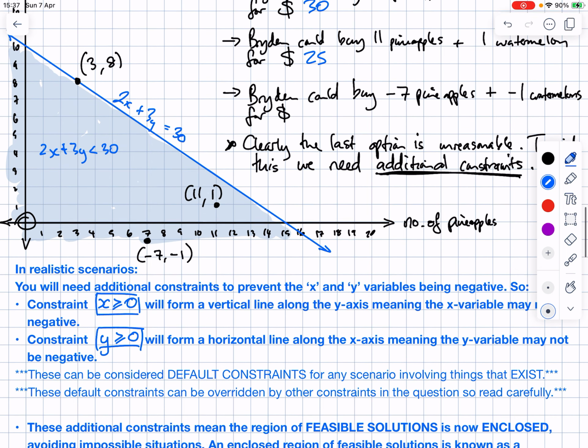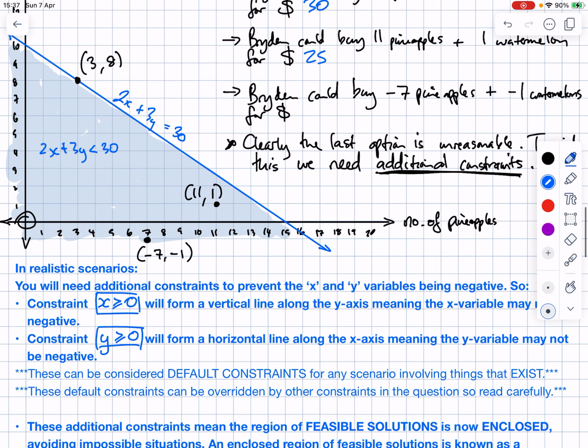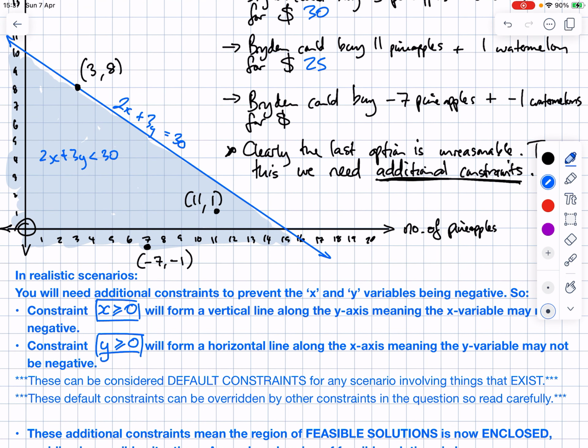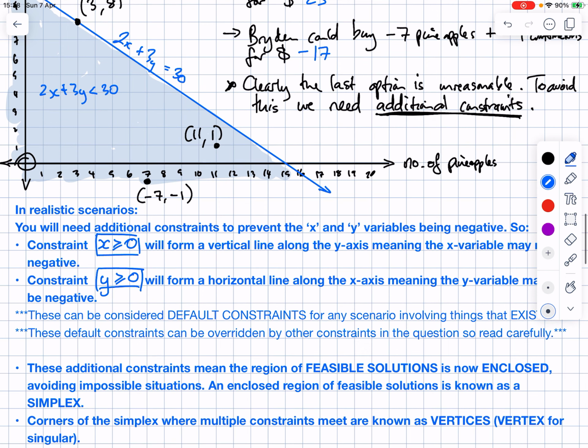Bryden could buy -7 pineapples and -1 watermelons, because we're talking maths here. That region goes on forever. This line goes on forever. That region goes on forever down and to the left. So if we're strictly speaking mathematics-wise, -7 times 2 is -14, plus -3, -$17. Does that seem reasonable? The idea is no. Clearly the last option is unreasonable.